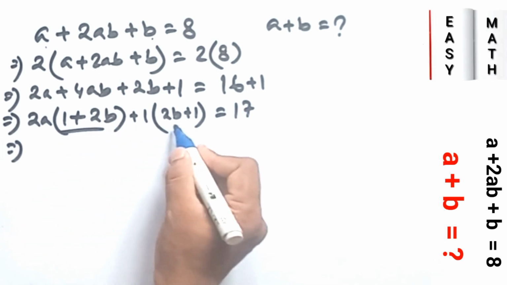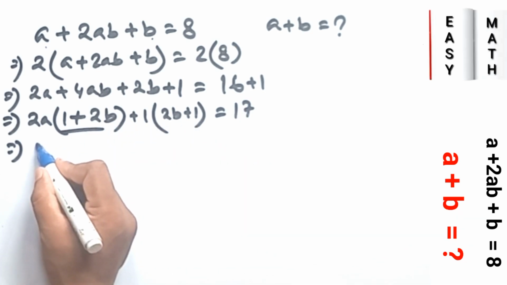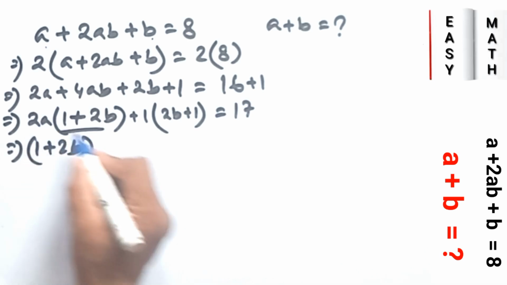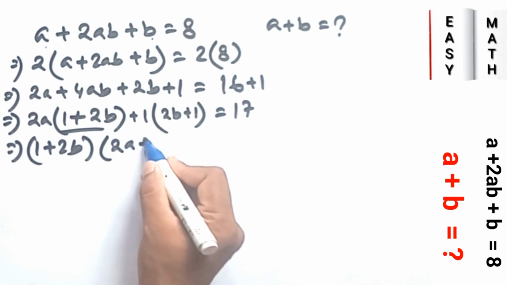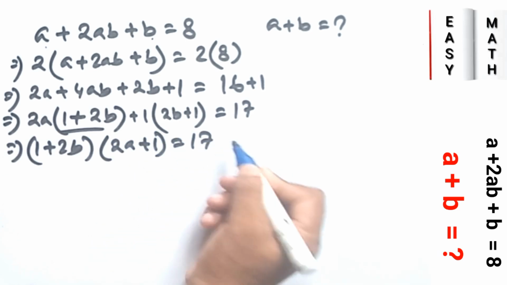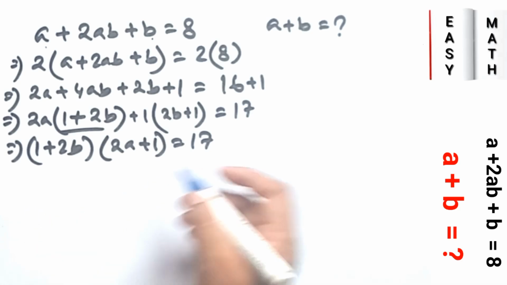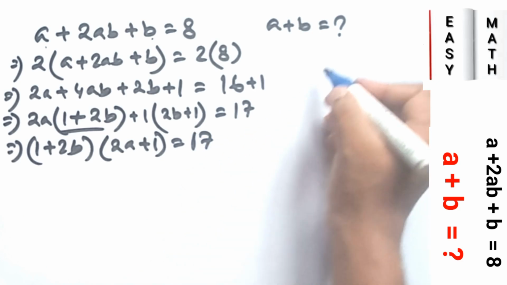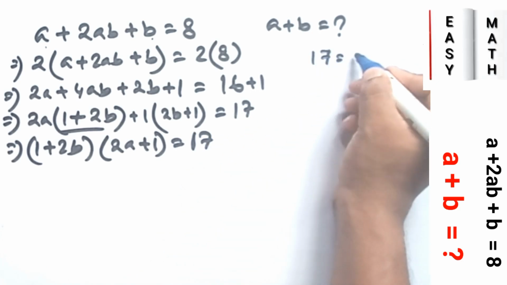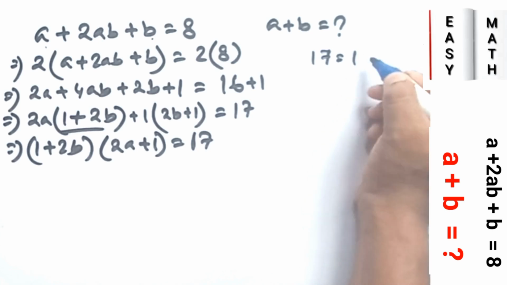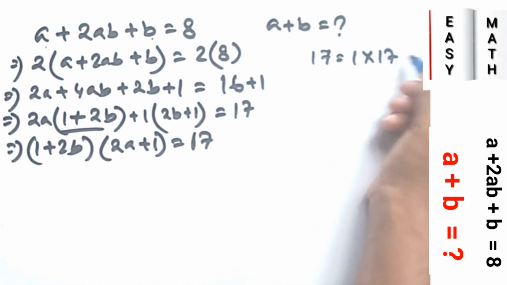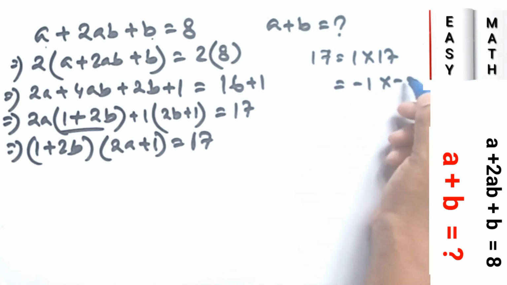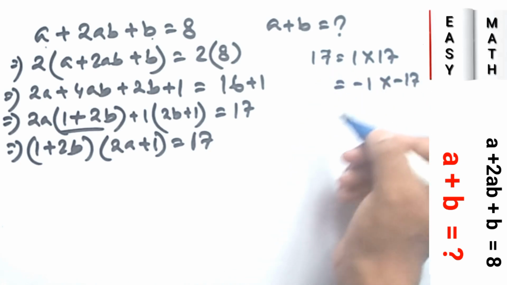So both are similar, so take 1 plus 2b, and 2a plus 1, this is 17. We can write 17 as 1 times 17, and we can write minus 1 times minus 17.